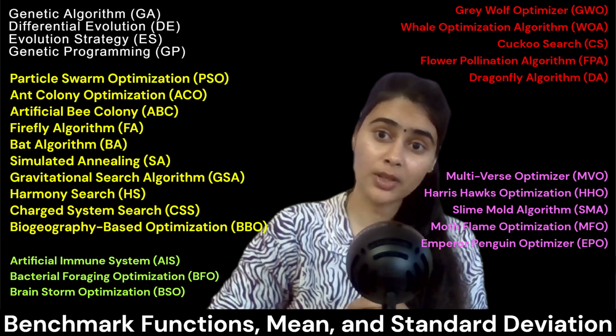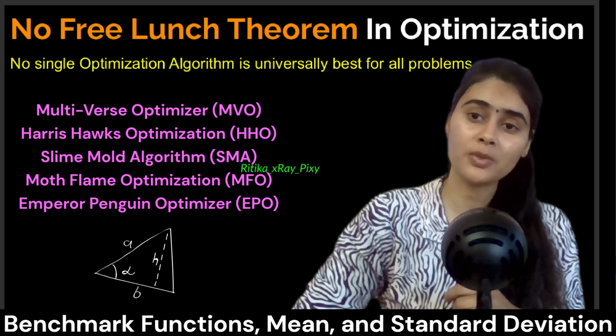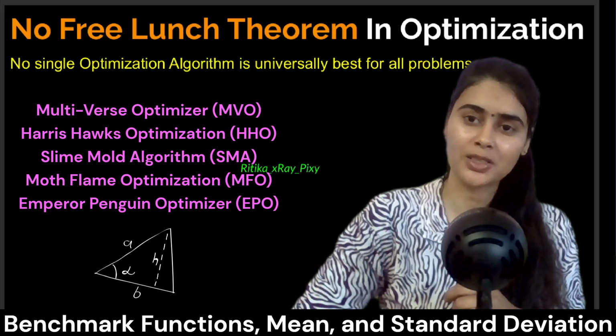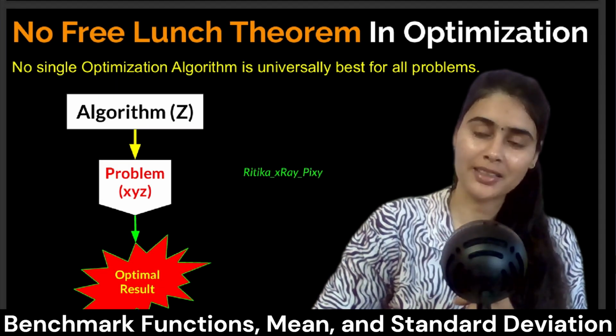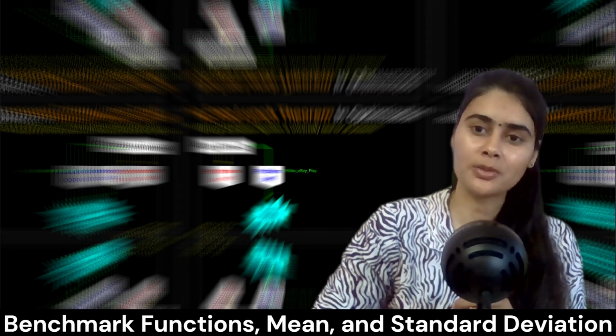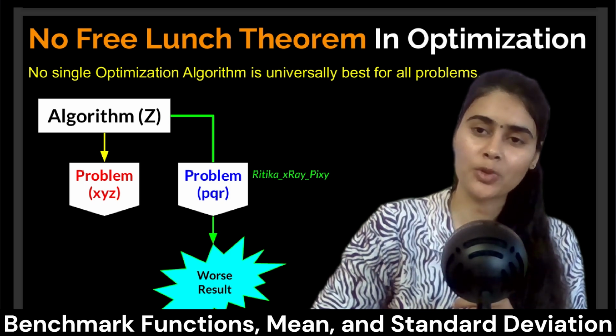We have a number of Meta-heuristic algorithms because, according to the no free lunch theorem, there is no single algorithm that can solve all types of optimization problems. This means that an algorithm that is giving you the best results for one type of problem can give you poor results for other types of problems.